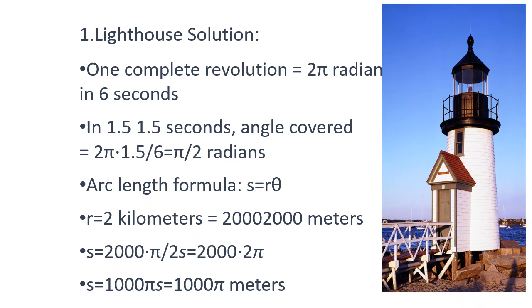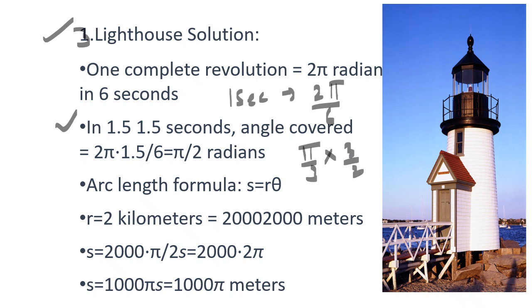Question number 3 is the lighthouse based question. One complete revolution means 2 pi radians in 6 seconds. In 1 second it will be 2 pi by 6, which is pi by 3. In 1.5 seconds, that is pi by 3 into 3 by 2, so it goes pi by 2 radians.